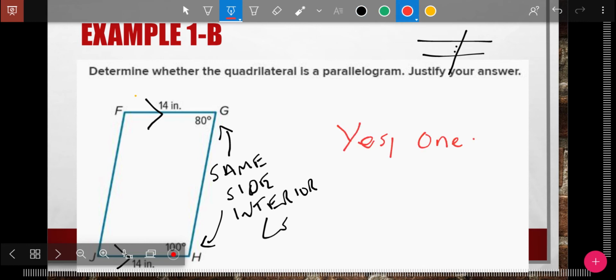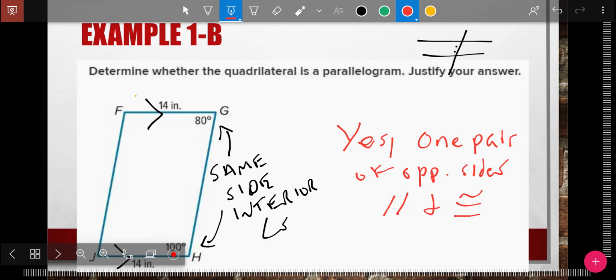One pair of opposite sides is both parallel and congruent. Again, that is the tricky one where they are trying to make you remember that rule.